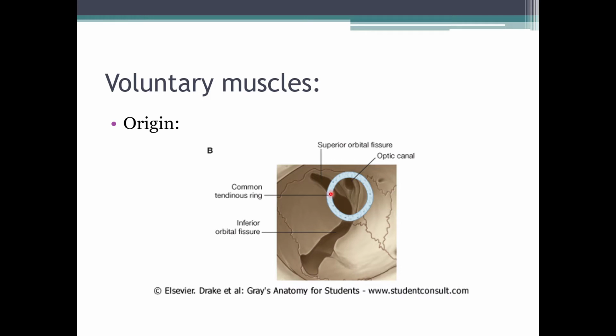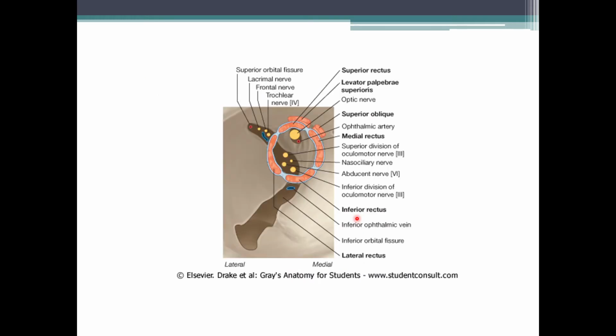Okay, so from this common tendinous ring, there will be the origin of which muscles? The superior rectus from the superior part, the lateral rectus from the lateral part, the medial rectus from the medial part, and the inferior rectus from the inferior part. You can see this in another figure over here. See, this is the lateral rectus, this is the superior rectus, this is the medial rectus, and this is the inferior rectus.